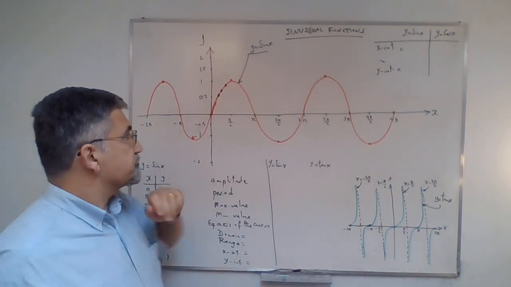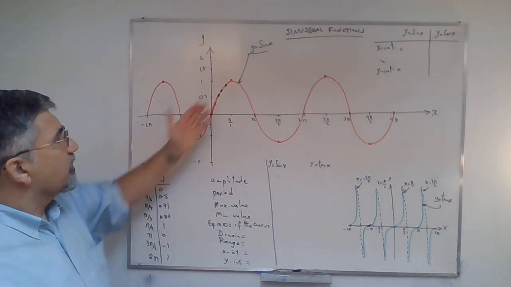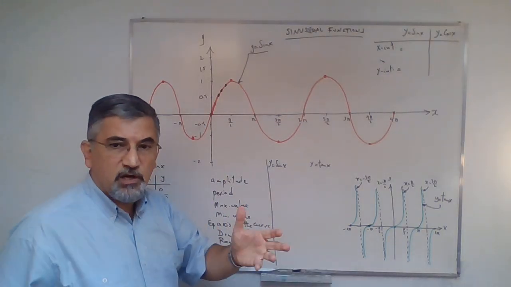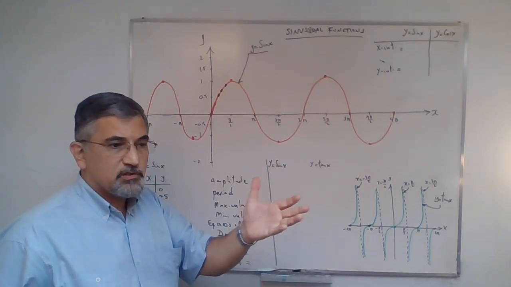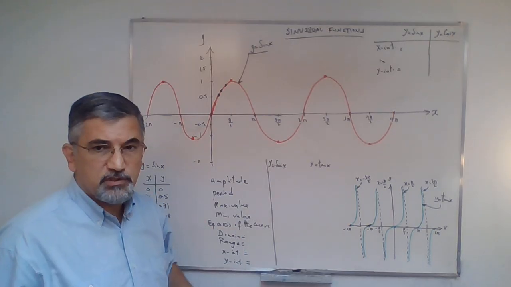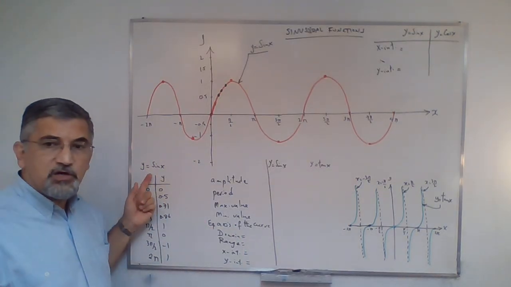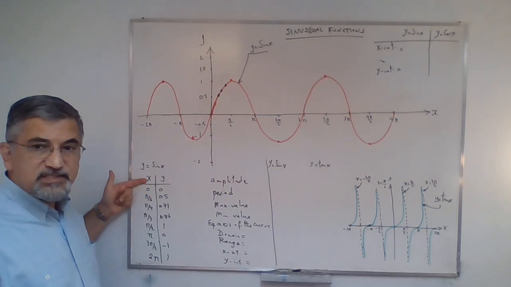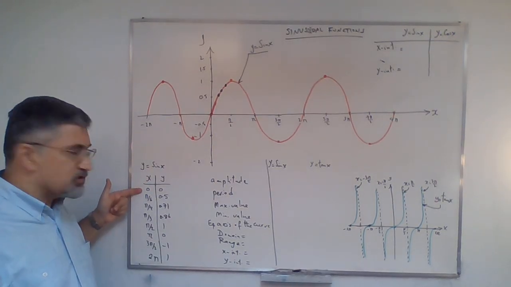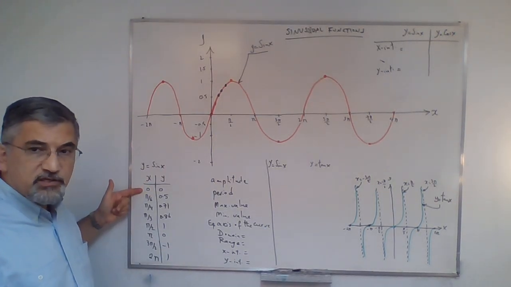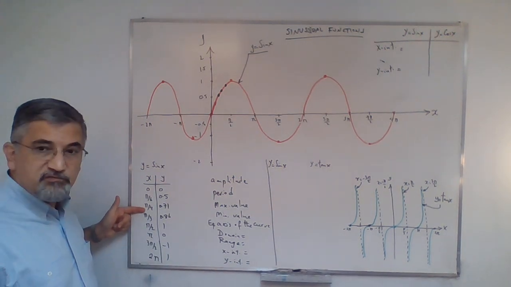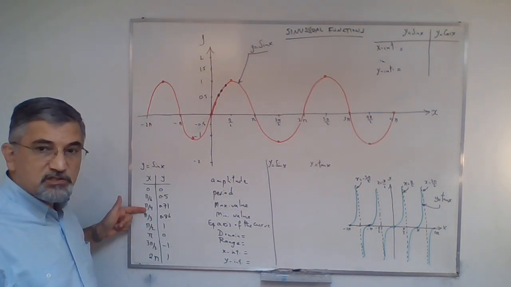What are these functions? When you have y equals sine x, that is a very basic, simple trigonometric function. And just like any other function, you can always construct a table of values. You can select values of x, such as 0 degrees, or 0 radian, pi over 6 radian, or 30 degrees, or pi over 4 radian, or 45 degrees, and so on and so forth.